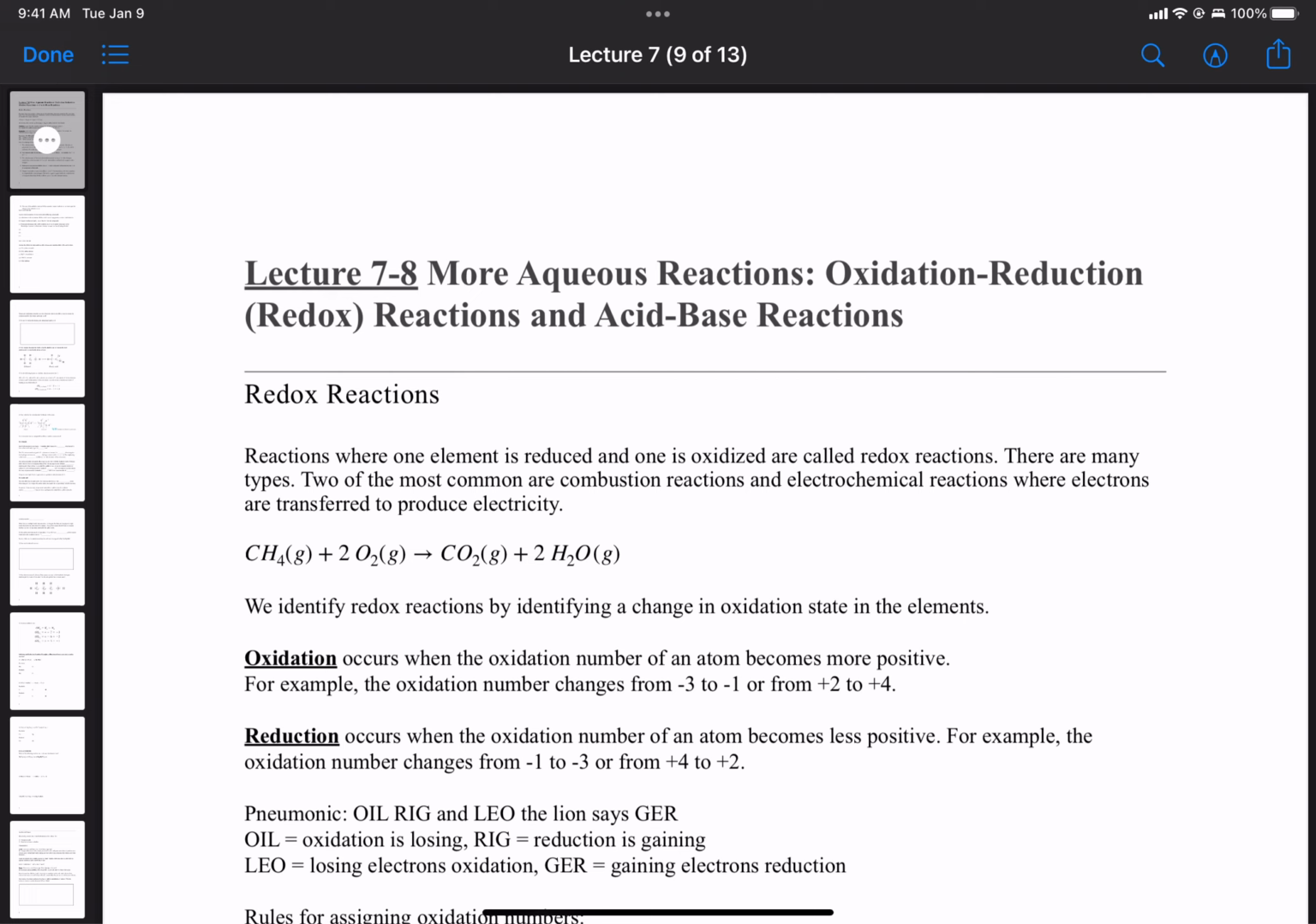So today we're going to start the second half of Chapter 4, where we're going to talk about more reactions in aqueous solution. And the first part of that is redox reactions, or oxidation reduction reactions. A very important class of reactions that have many applications, and its use is well known throughout human society and how we live on this planet.